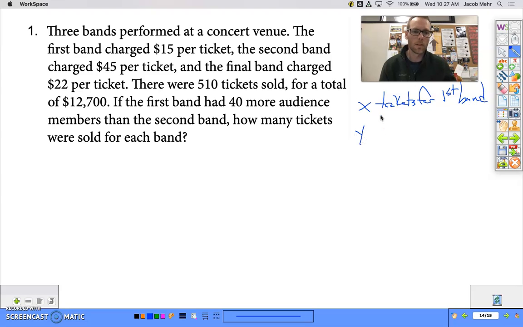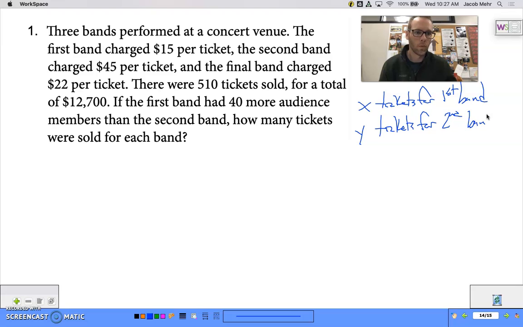Let Y be the number of tickets for the second band. And let Z be the number of tickets for the third band. I find it oftentimes helpful to actually write down what the variables are for, so I can always look back and reference and say, okay, what was that again?